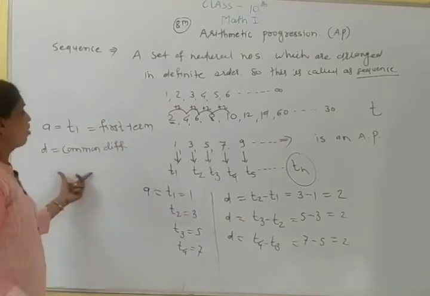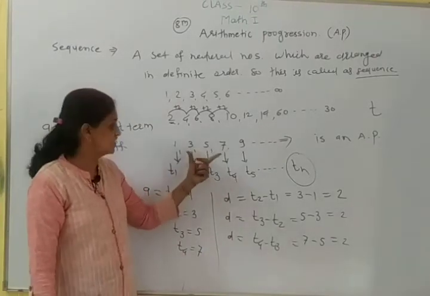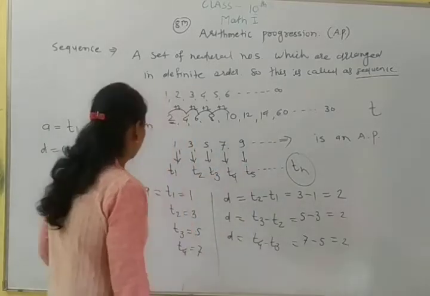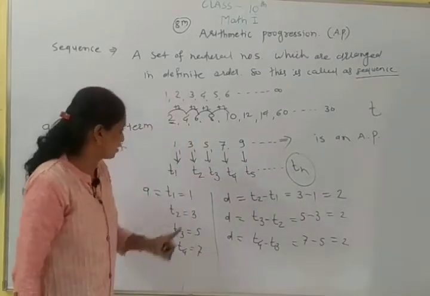If the common difference is same, then this sequence is called an AP. This sequence is an AP. This question is for 1 mark.